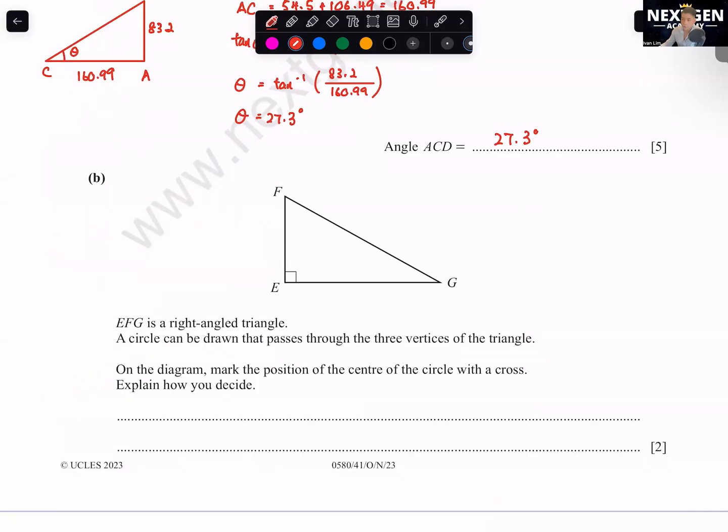All right, let's go to question B. EFG is a right-angled triangle. A circle can be drawn that passes through the 3 vertices of the triangle. On the diagram, mark the position of the center of the circle with a cross. Explain how you decide. Okay, where is the center of the circle? And what are we using over here? Like, what kind of explanation do we need to use for this here?